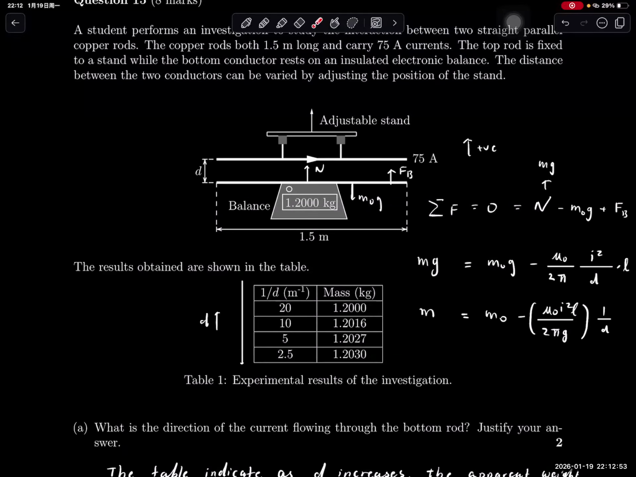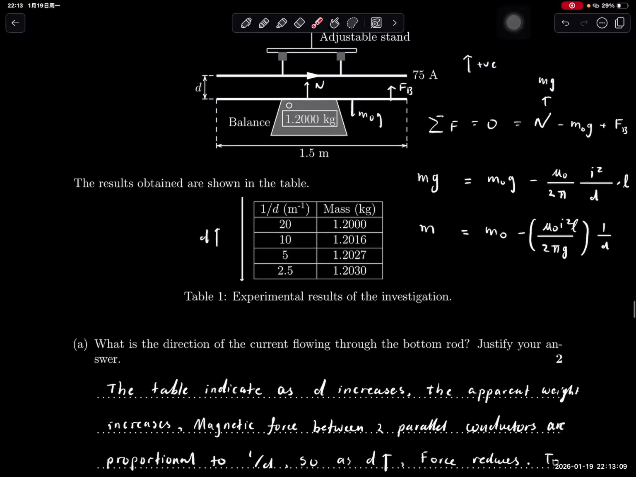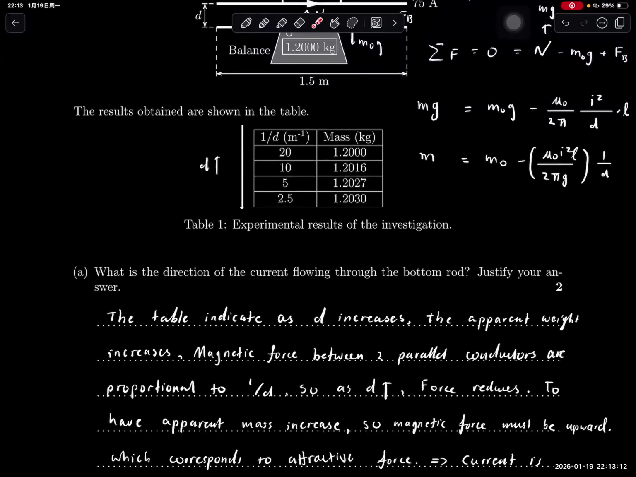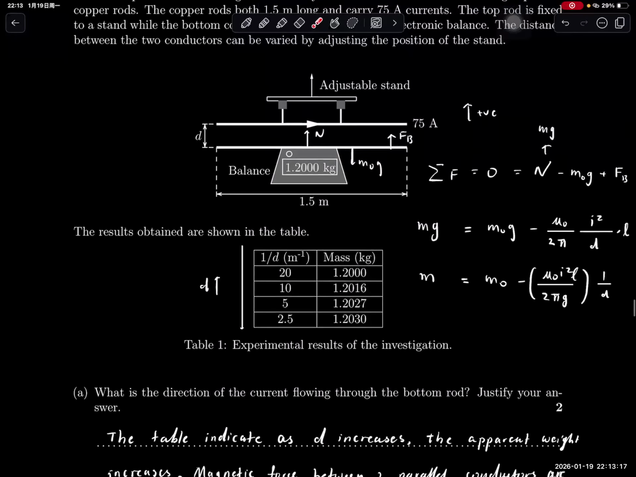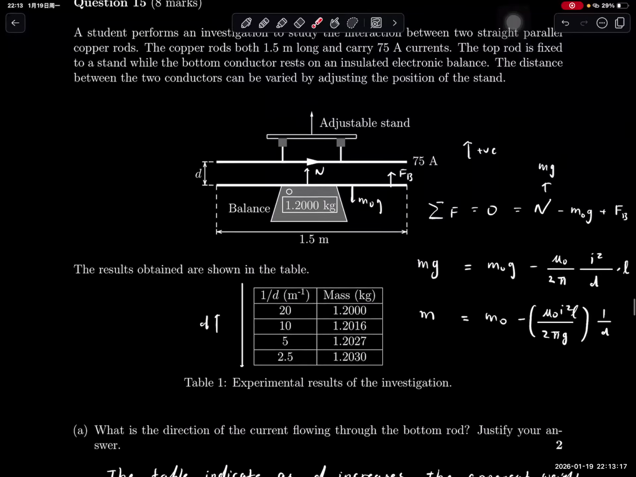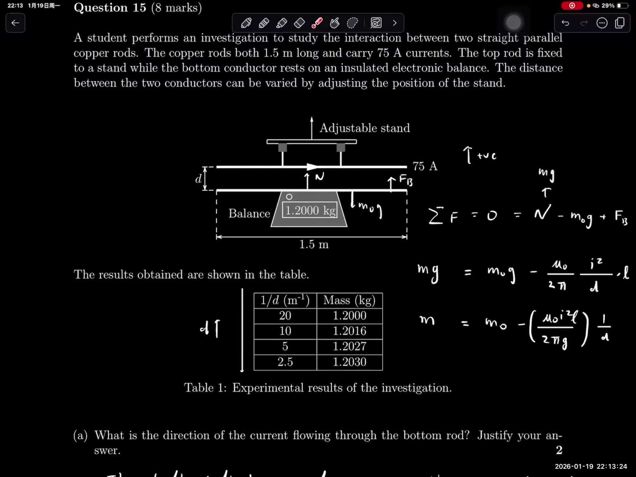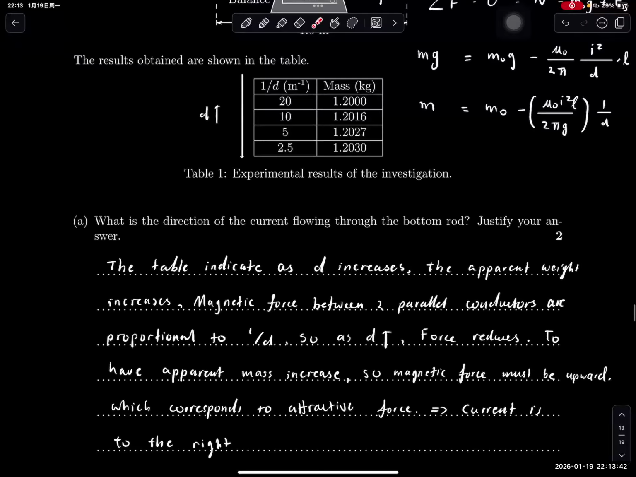All right. Question A: what is the direction of the current flowing through the bottom rod? Okay, so let me have a look. The table indicates as our d increases, the apparent weight increases.